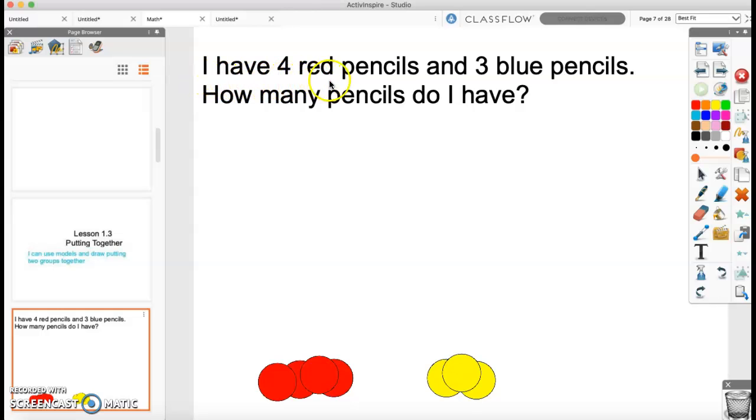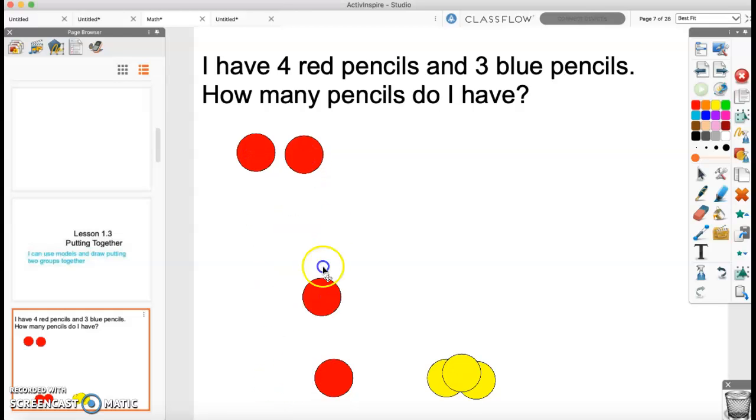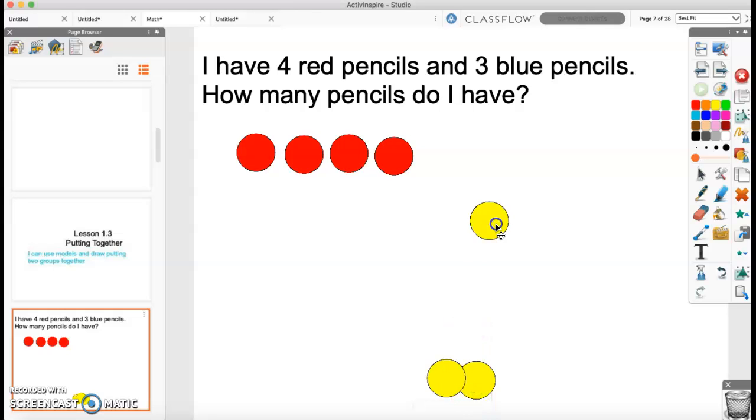I have 4 red pencils and 3 blue pencils. How many pencils do I have? So I'm going to model how many pencils I have. So I have 4 red pencils. 1, 2, 3, 4. And for my blue pencils, I'm going to use my yellow counters.